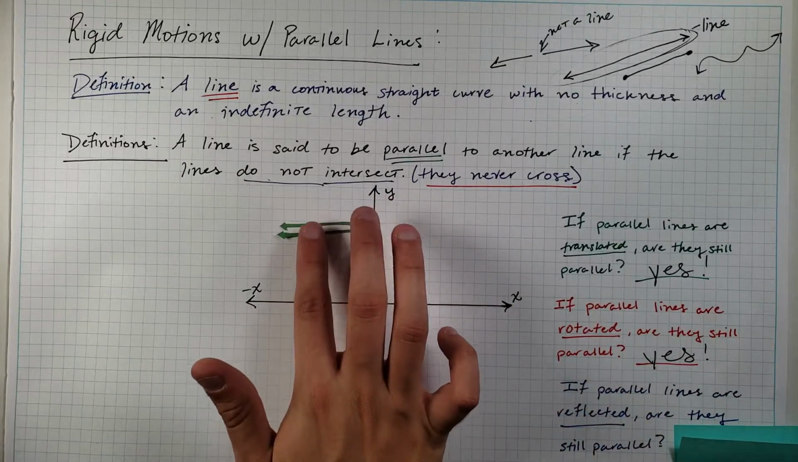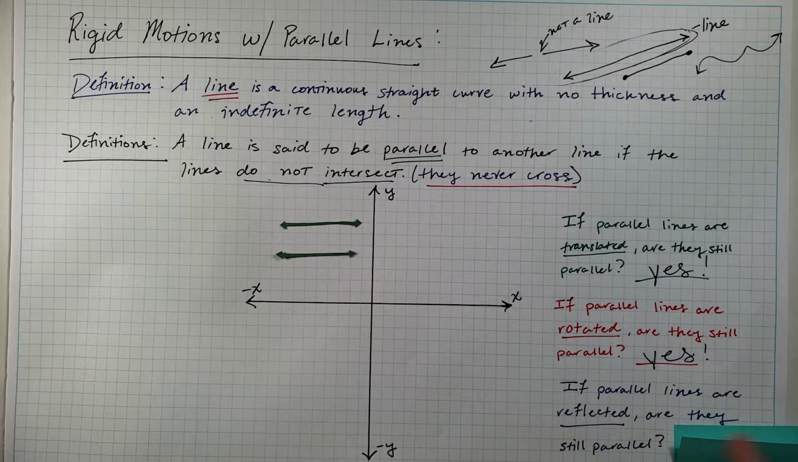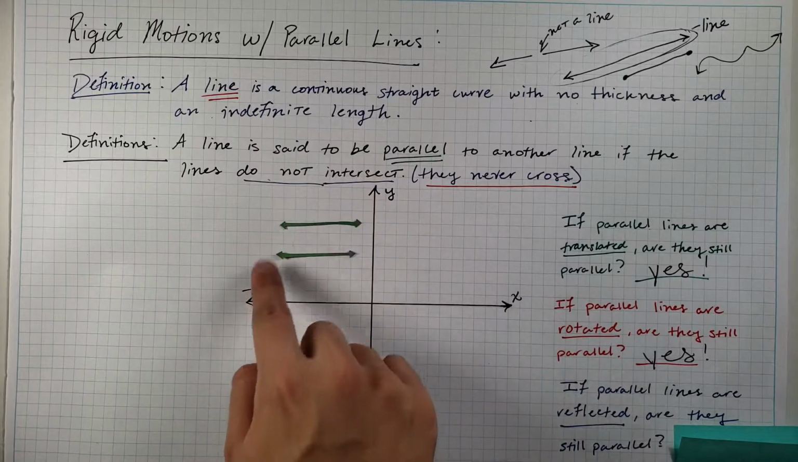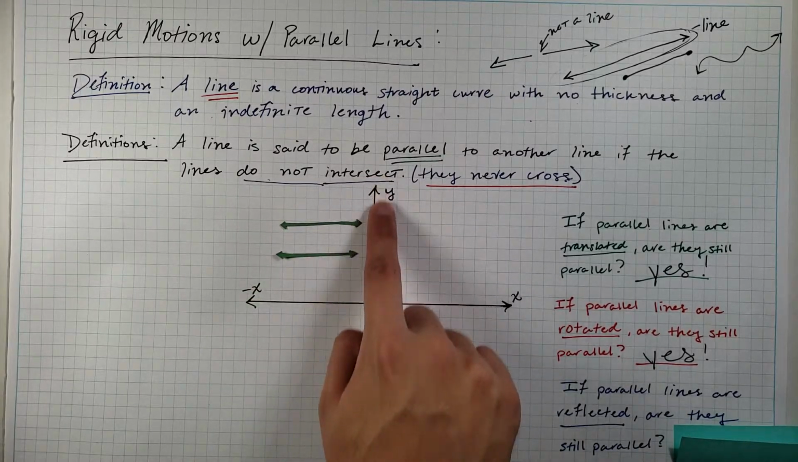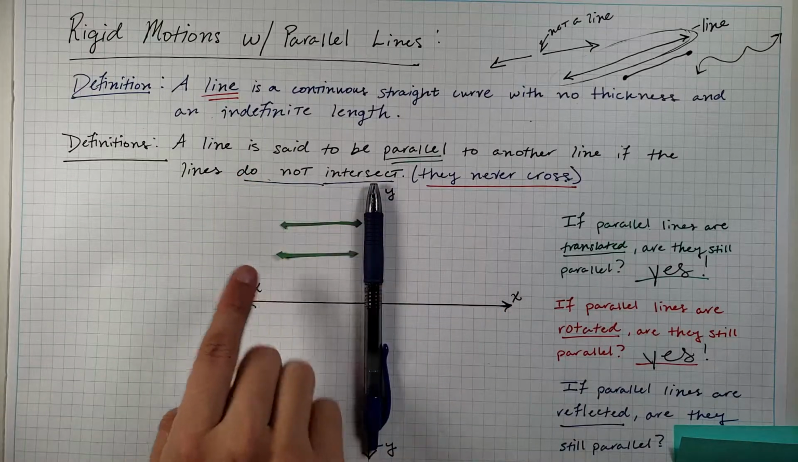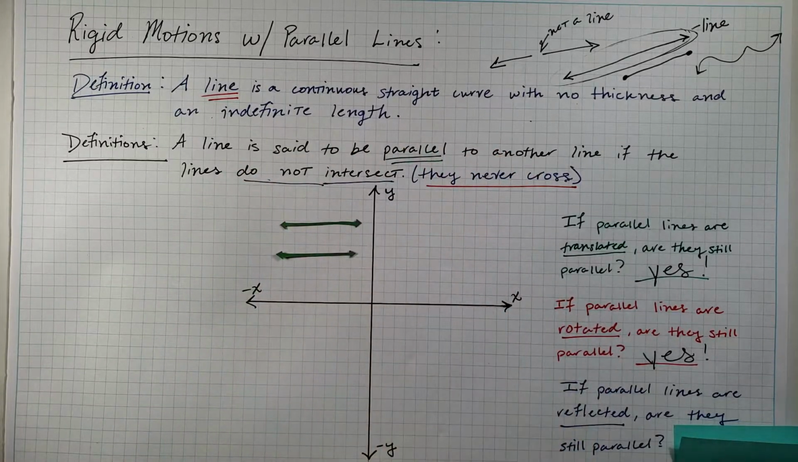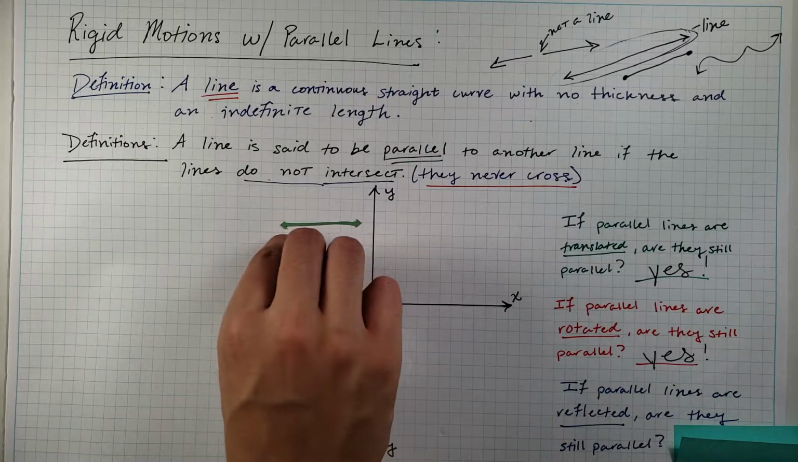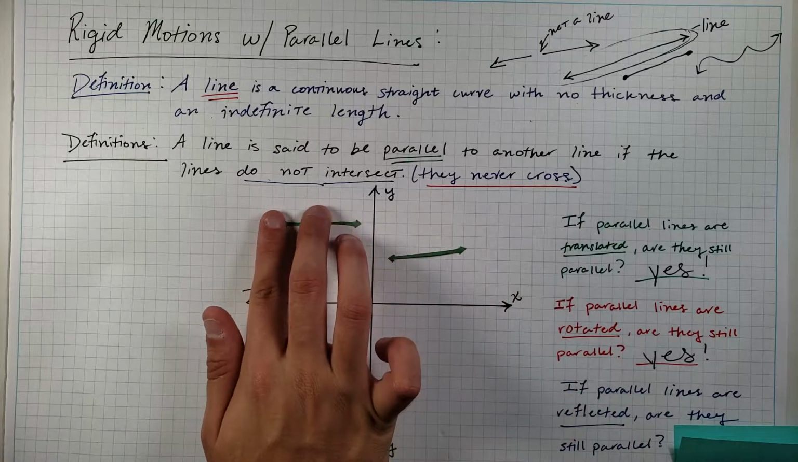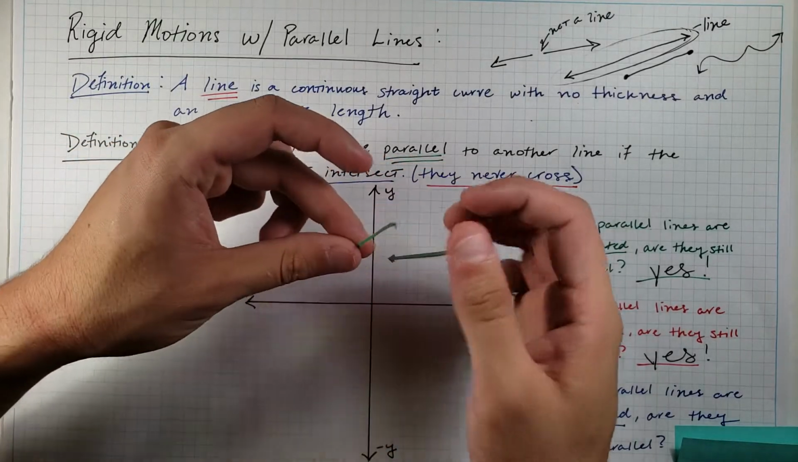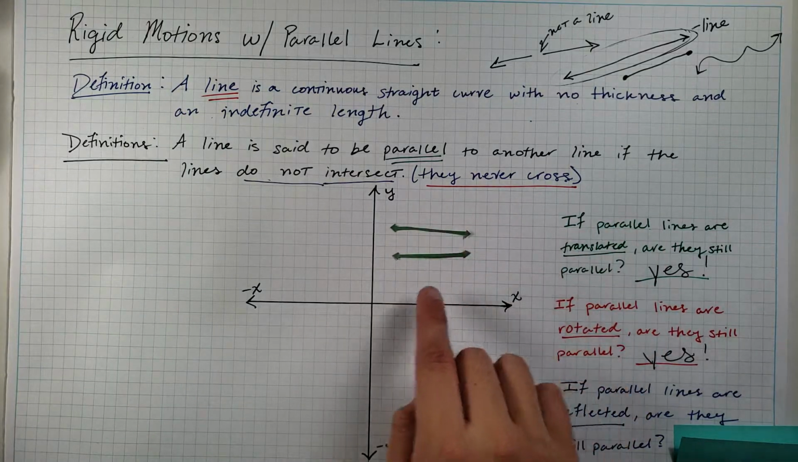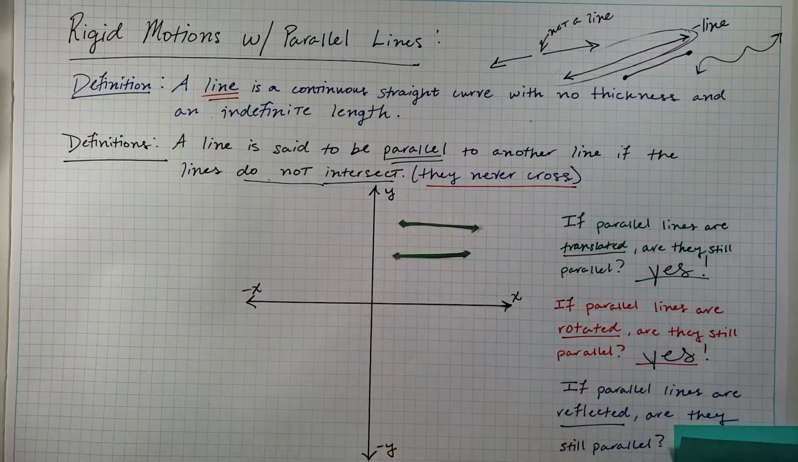The last one says reflected. If parallel lines are reflected, are they still parallel? Well, let's check. What happens if I reflect these lines across the y-axis? Across this y-axis, that means we're making a mirror of these lines. So it'll look like this. It'll be like a flip. This one will be flipped like this. And look at that. Are they still parallel? When we reflected, yes, they're still parallel.